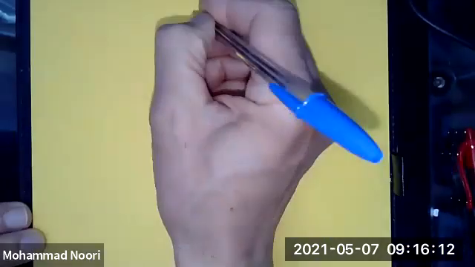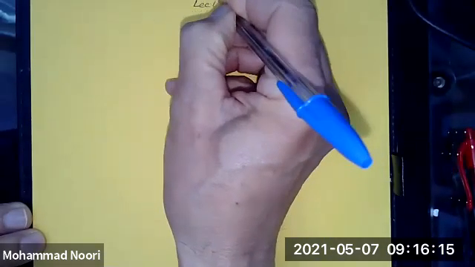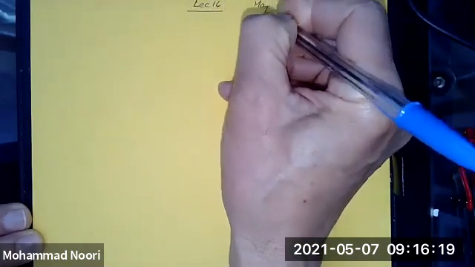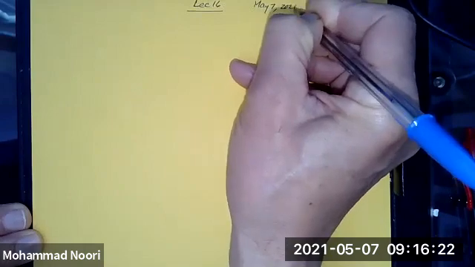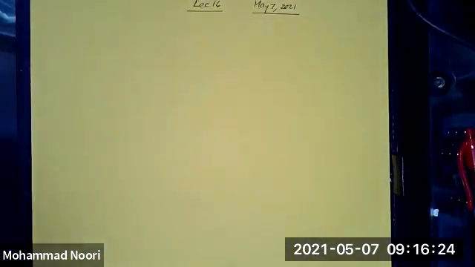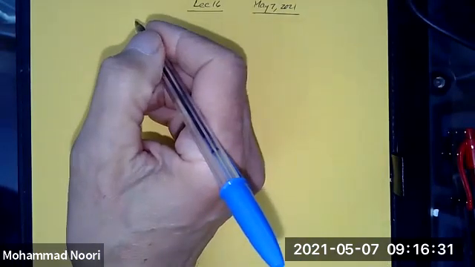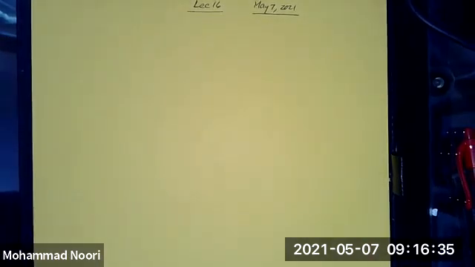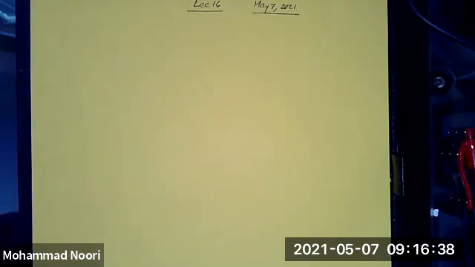So this is lecture 16, and today is May 7, 2021. Okay. So we were talking about harmonically excited systems, and I want to simply summarize everything today, and we'll move forward with the next topic.